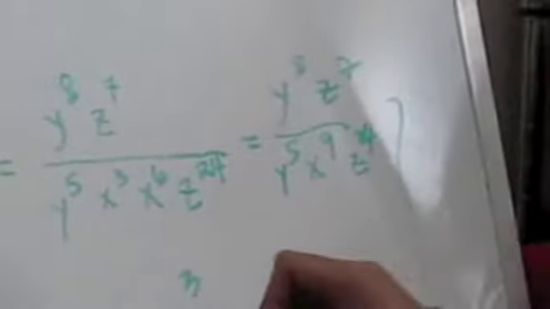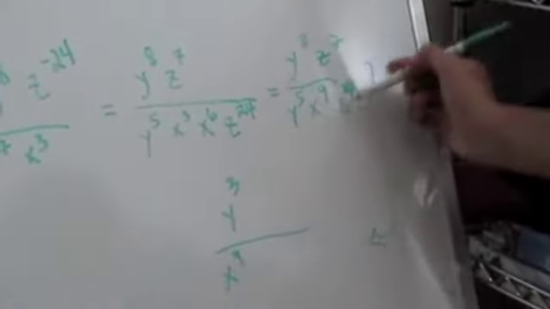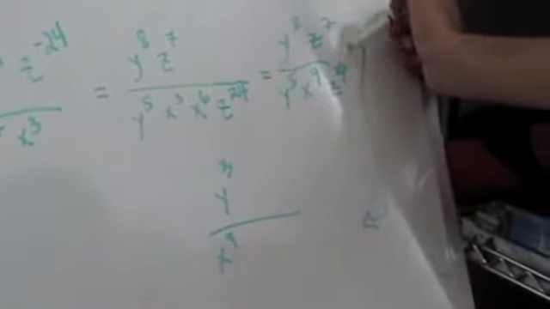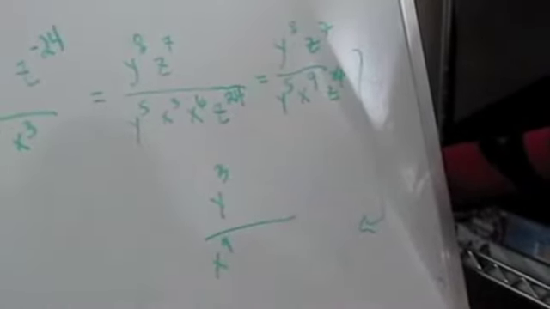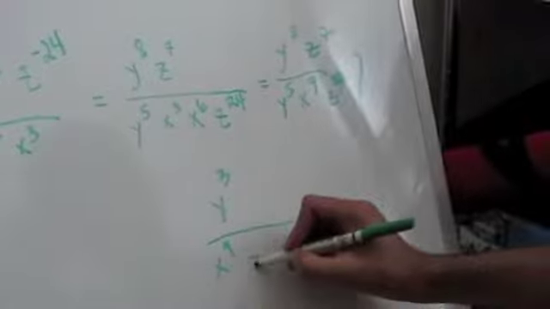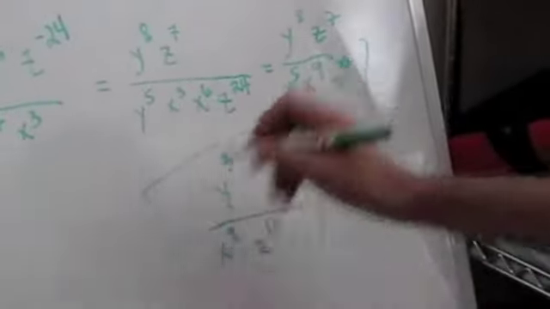Wow. Jason, look at this shot. There are no more x terms. How are we going to get, what's 24 minus 7? 17. So z to the 17. And that is your answer.